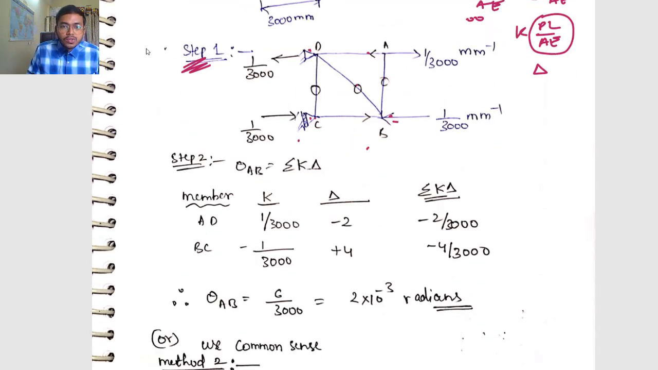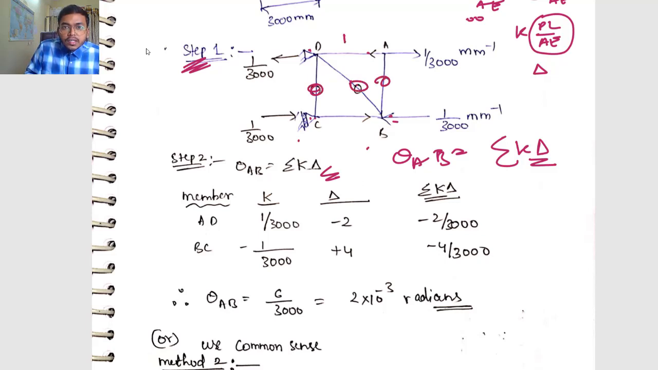So once I know the K values, what do I have to do? I have to do my theta AB equals summation of K into delta. So this is a zero force member, zero force member, zero force member, so the only force members are DA and CB with 1 by 3000 and 1 by 3000, remaining are 0. So let us write only for these two members, AD and CB. AD is a tensile force, it is going away, so 1 by 3000 positive. CB is coming towards the joint, so 1 by 3000 negative. Compressive forces are negative.